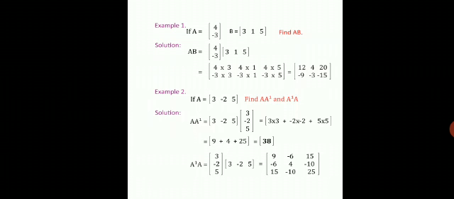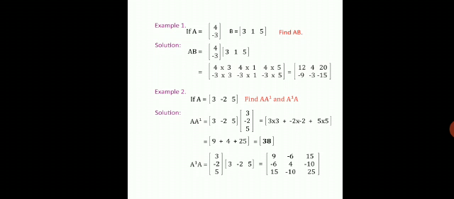Solution. AB is equal to matrix A into matrix B. Here, multiply the first row with the first column, that is your first element. First row with second column, second element. First row with third column, it becomes the third element, in the first row only respectively. Similarly, the second row with the first column, second column, and third column respectively.